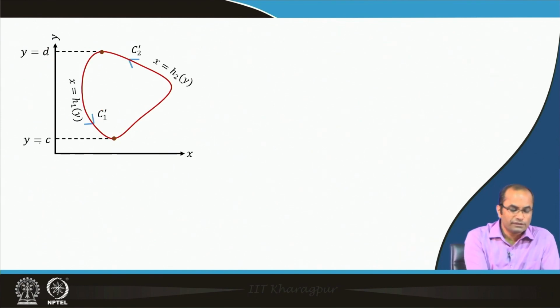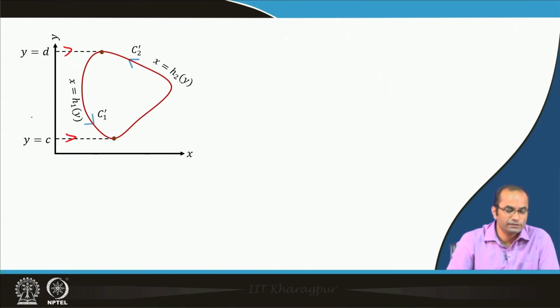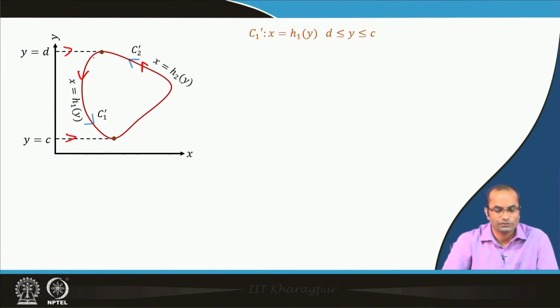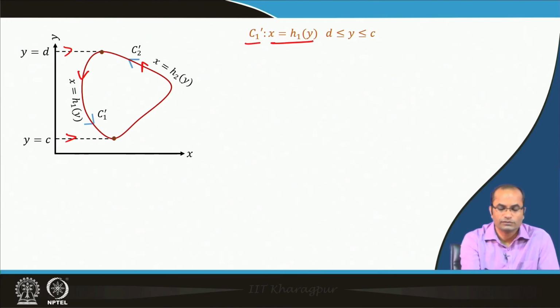So, now this time we will consider the same figure, but now we will fix in the direction of y these limits as c to d, and then we have these two curves h1(y) and h2(y). So, here we have this h1(y) and then here we have this h2(y), x is equal to h2(y). So, the C1 prime curve is x equal to h1(y) and this is our C1 curve.